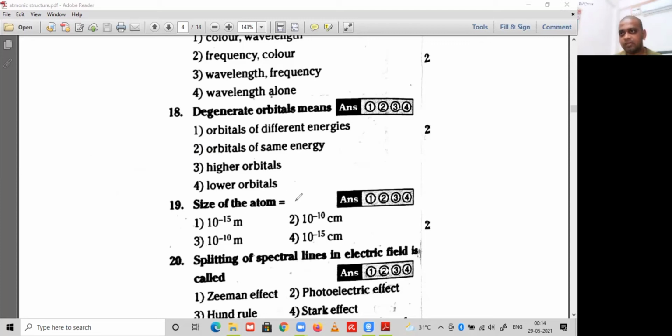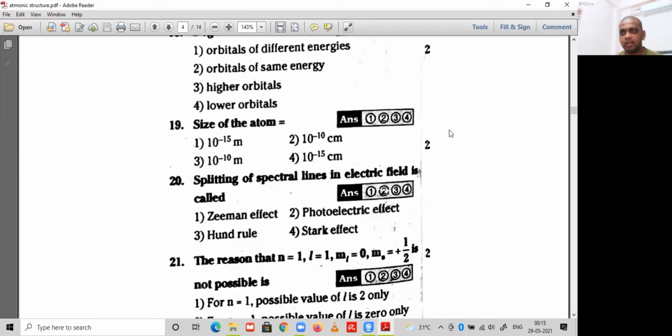Size of the atom. See, the size of the atom is measured in terms of the Angstrom unit. 1 Angstrom unit is equal to 10 to the power of minus 10 meters. Option 3. It is the unit for the radius of the atom. Remember this point.